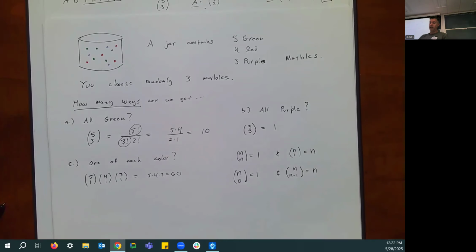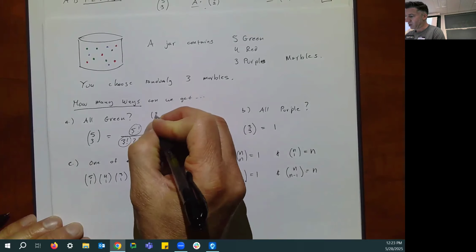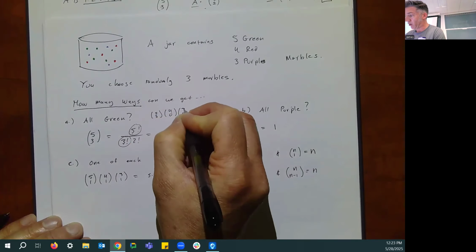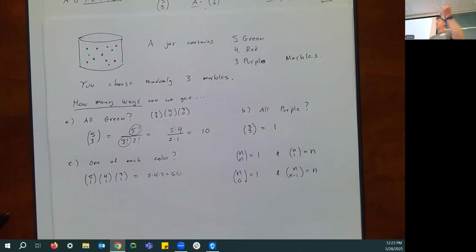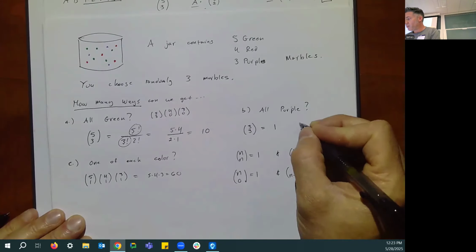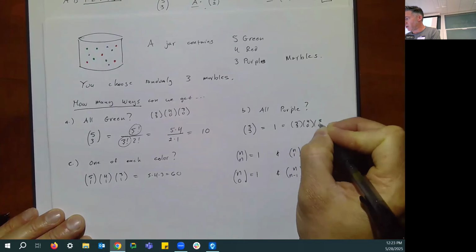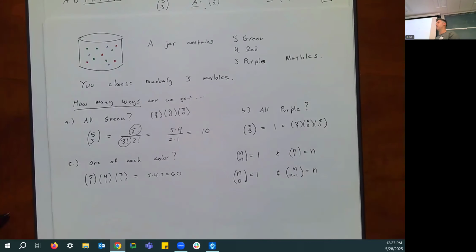What I wanted to mention here is technically in these first two, I could have written a little bit more. I could have said that first one was 5 choose 3 times 4 choose 0 times 3 choose 0, because I want 3 green ones and 0 red ones and 0 purple ones. And it's still the same number except it's multiplied by 1. Same deal over here. I could have said this is really 3 choose 3 times 4 choose 0 times 5 choose 0. It's good to think about that just because sometimes it makes the problem make more sense to see this pattern that keeps reemerging.